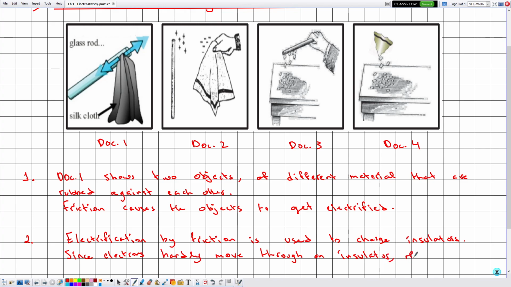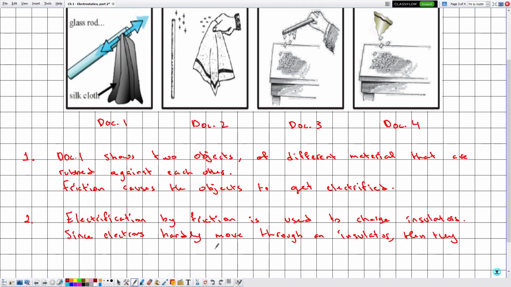Then they will be localized at the location of friction, and this is shown in document 2. Now here what I'm saying is the following.